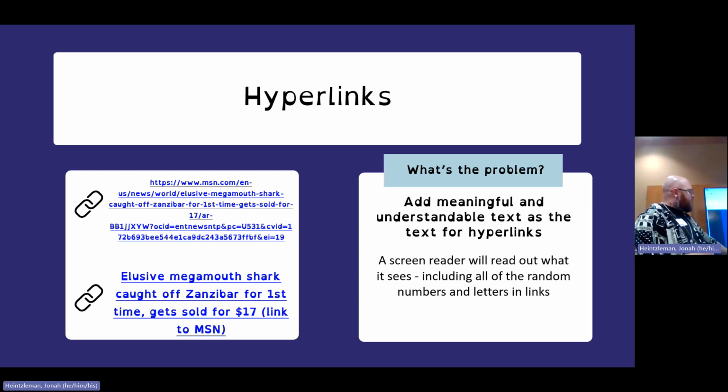So you can edit your links to say the title of whatever you're linking. This one, I don't know why I picked it. I thought it was kind of interesting. It was a shark. But since I edited this hyperlink so that the text said the name of the article, the screen reader would instead say "elusive megamouth shark caught off Zanzibar" instead of the whole string of letters and stuff.